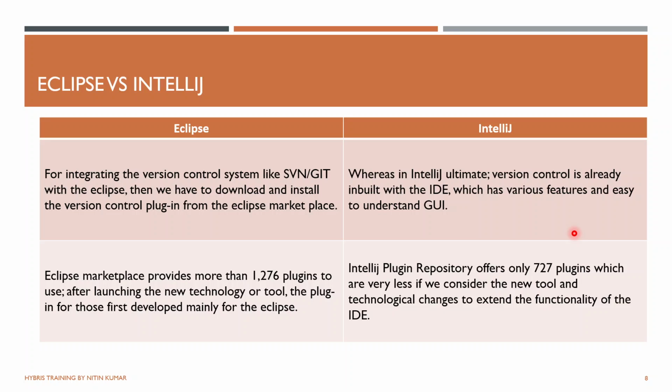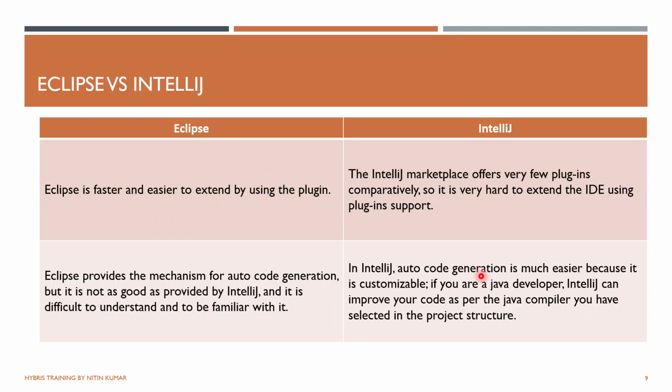If I talk about plugins, there are more than 1200 plugins provided by Eclipse, whereas Intellij provides just around 700 plugins. So this is a drawback of Intellij, but what I believe is that Intellij itself is too much equipped with functionality, so it does not require too many plugins.